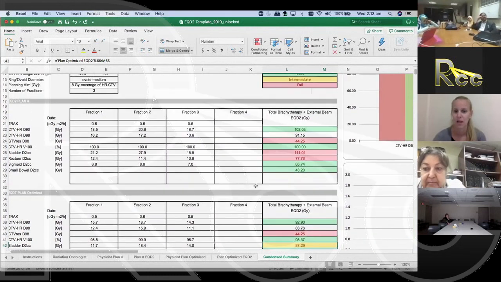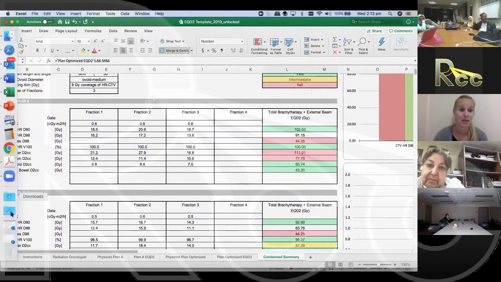So this last page is a really nice summary that will show you the difference between your standard and your optimised plan, just to show you that you are making some improvements to the plan with your optimisation. So you should have all been sent a copy of this spreadsheet. If it doesn't make sense, if you need help using it, please email me at any point. Happy to help.